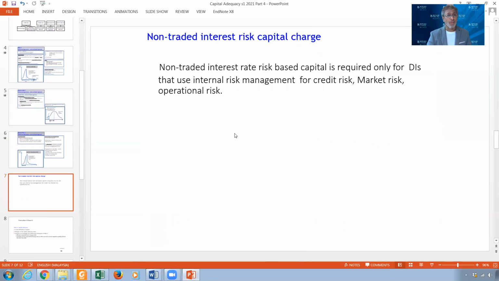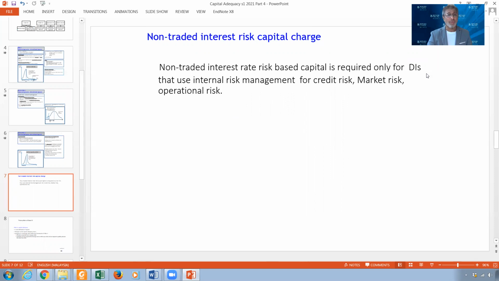So we also have non-traded interest rate risk charges, non-traded interest rate risk-based capital, which means this is for the assets in the banking book.